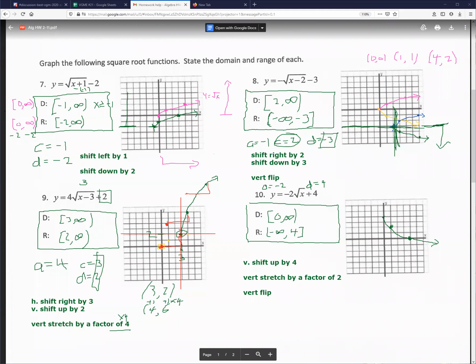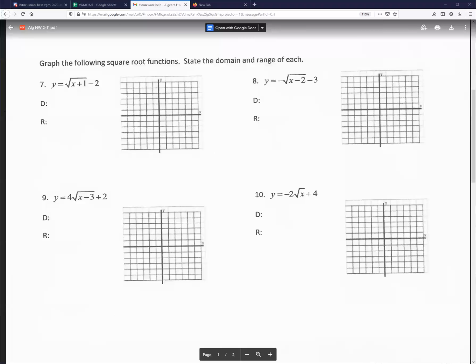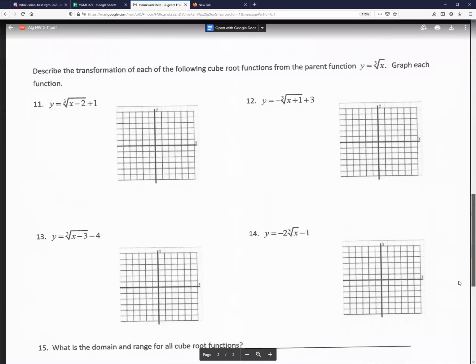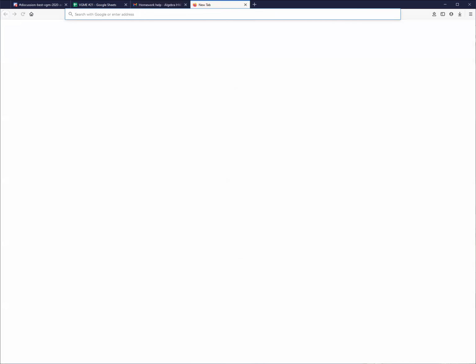All right, so there is the rundown of what's going on in this top part of the sheet here. Now, if you scroll down, you'll notice we've got all these additional questions. Oh, but now they're using the cube root. So what's different about this?